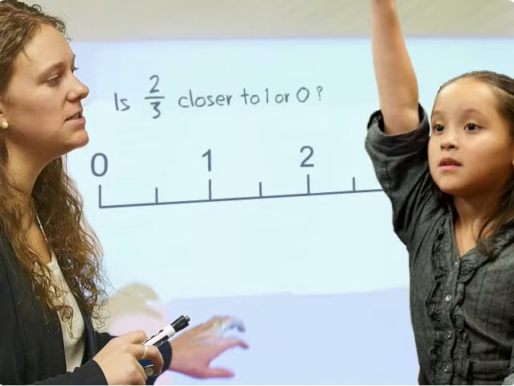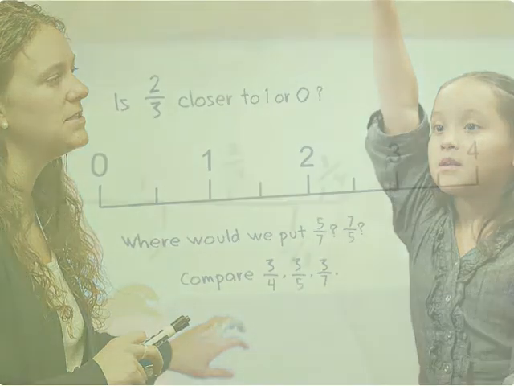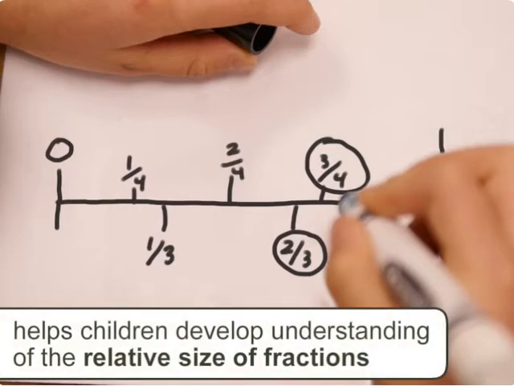Is 2/3 closer to 1 or 0? Where would we locate 5/7 on a number line? What about 7/5? Compare several fractions with the same numerator, such as 3/4, 3/5, and 3/7. More advanced work with number lines involves using parallel sets of labels, with each set showing fractions with different denominators. For example, students could be asked to compare 2/3 and 3/4 and identify which is greater. This use of the number line helps children develop understanding of the relative size of fractions.